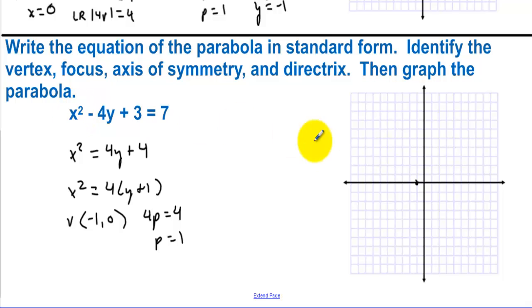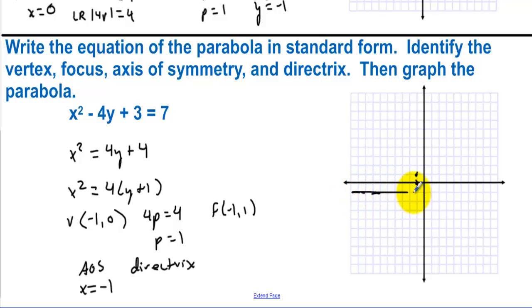x is being squared, so now that's 1 up. The focus is (-1, 1). We need the axis of symmetry. Axis of symmetry is x equals -1. The directrix is 1 down.